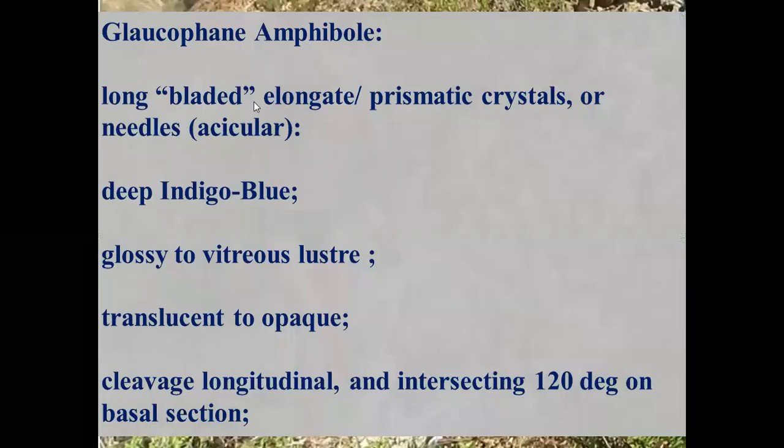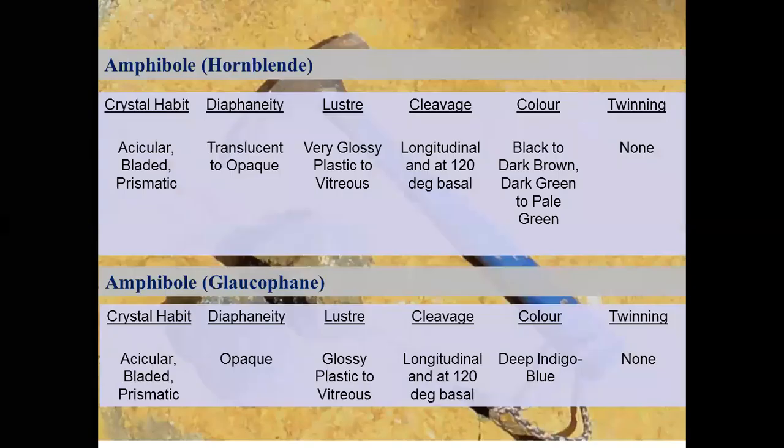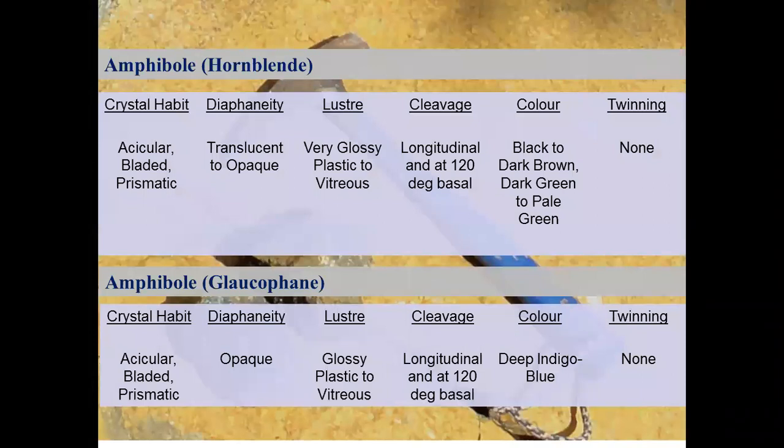All the properties that we've talked about for the other amphiboles are just the same, except that it says translucent. It is more on the opaque side than translucent, but this is the giveaway. It is this deep indigo blue color, and it's the only amphibole that has that deep indigo blue color. So now let's put together our amphiboles.